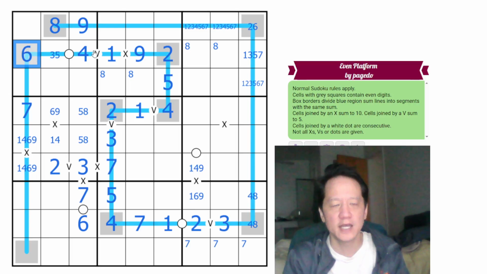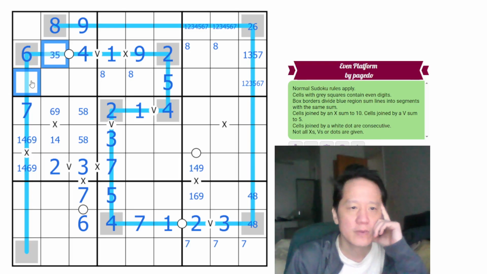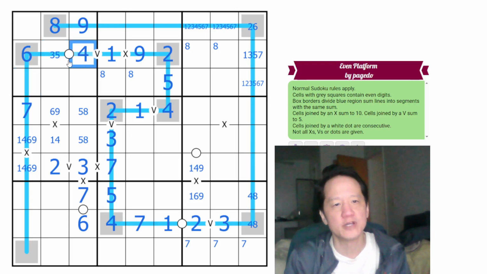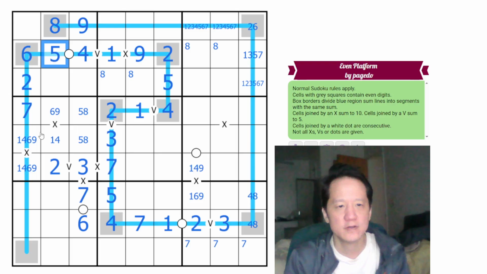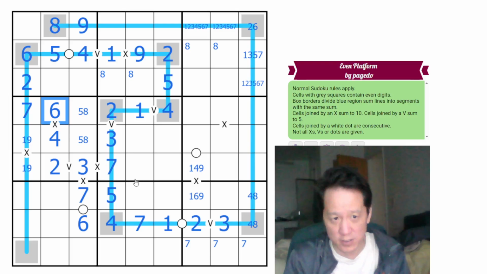Well, this is 10 already, so these two digits must add up to 7. So it's either 2, 5, or it's 3, 4, but it can't be 3, 4, because we already have a 4 here, so this must be 2 and 5. This can't be 6, so it can't be 4, 6, which makes this 1 and 9. The 1, 9 removes 1 and 9 from the rest of the box as a possibility, so this can't be 1, 9, so this must be 4 and 6 here.